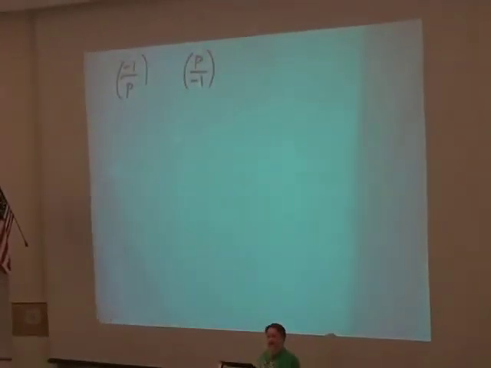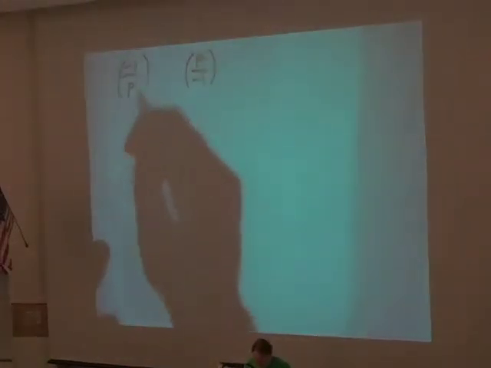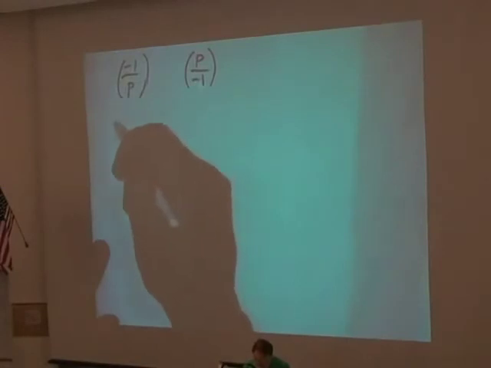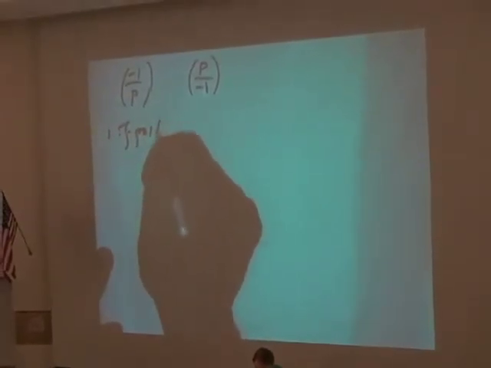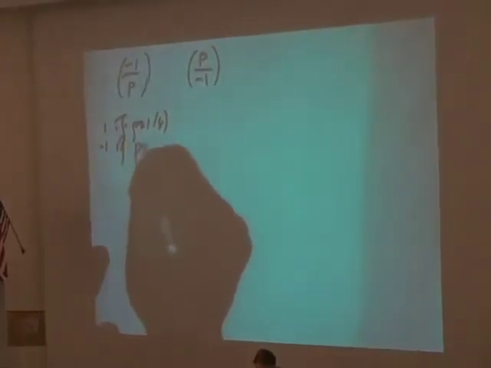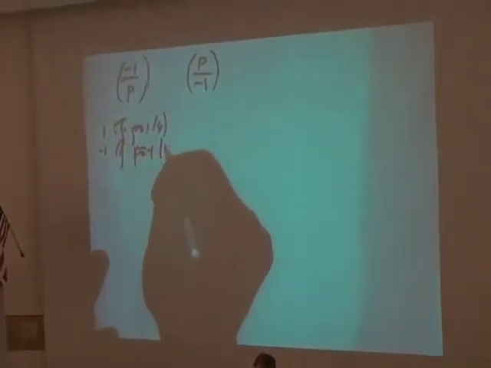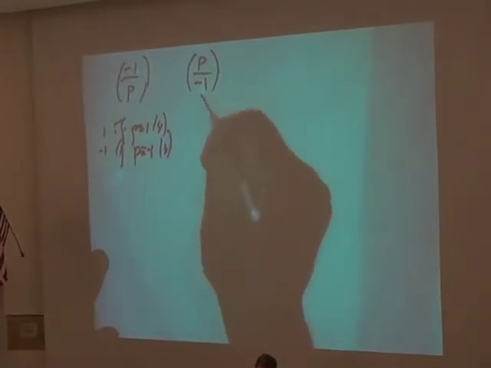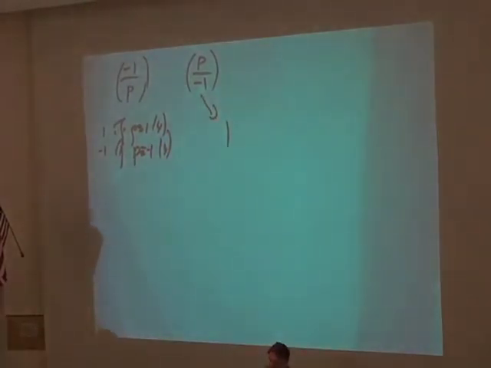I'm supposing that p is a positive odd prime. This one is 1 if p is congruent to 1 mod 4, and minus 1 if p is congruent to minus 1 mod 4. This one is 1. And let me just discuss that for a moment.